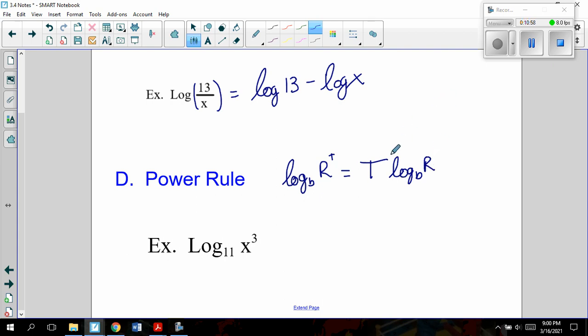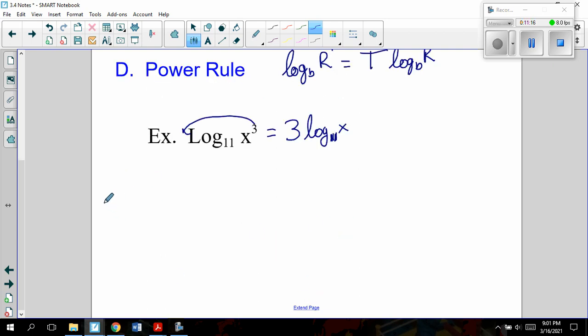Using that in here, my base is 11. Here's my x cubed. So that cubed can hop in front and just be 3 times log base 11 of x. Oops, that's an 11. Sorry about that. Of 11. Now we're almost done here.